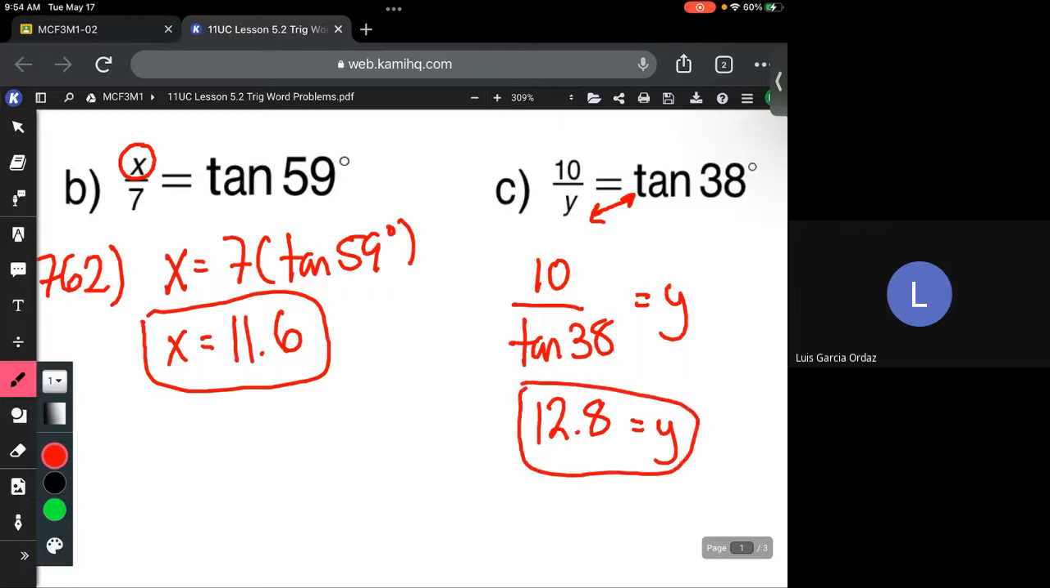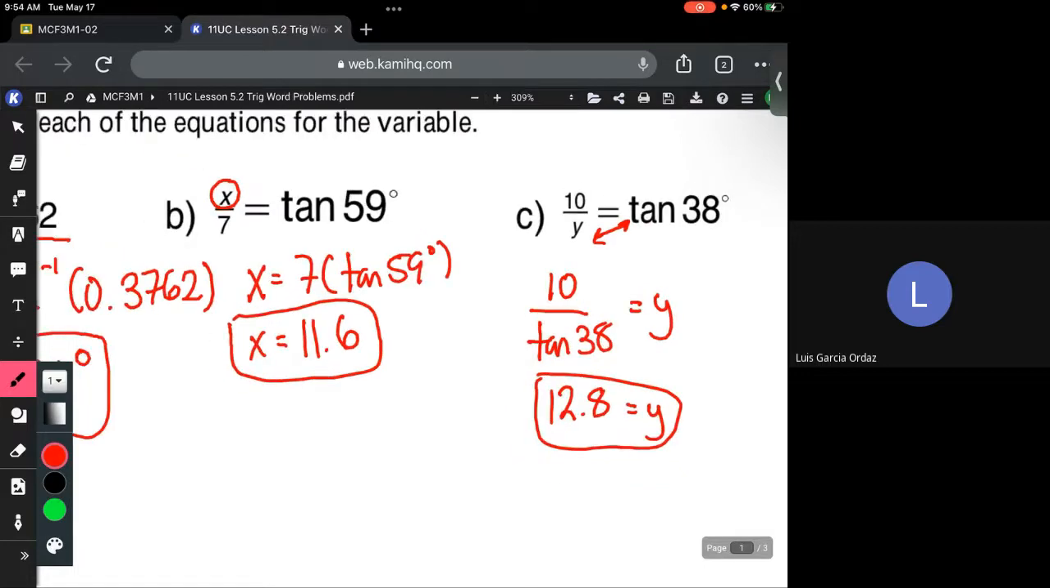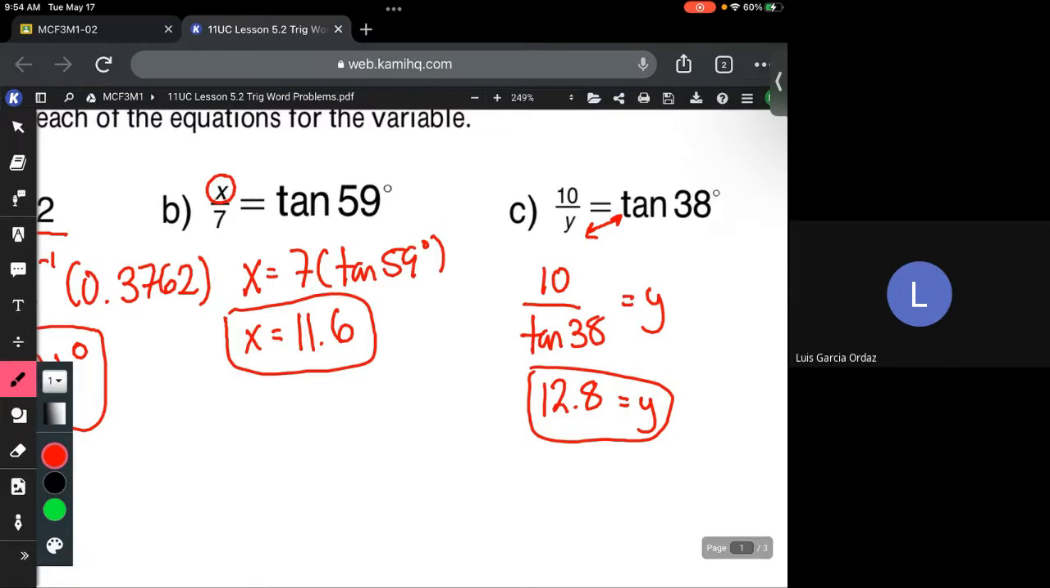So as you can see, this unit is just going to be very calculator heavy. So just make sure you have a scientific calculator for this unit, or else you're going to get the wrong answers every time. So whenever your variable is at the bottom, all you're doing is switching spots with the trig ratio. Yeah, 12.8.